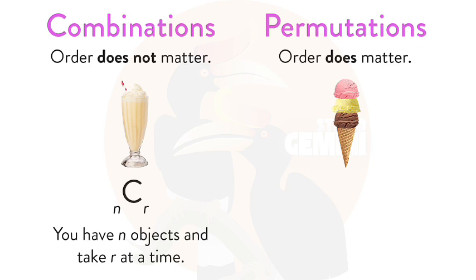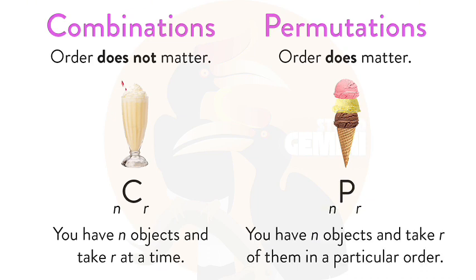Permutations are written the same way, except with a big P instead. If you have n objects and take r of them in a particular order, nPr is the number of permutations. But how do we calculate combinations and permutations? Let's dive right in with an example.